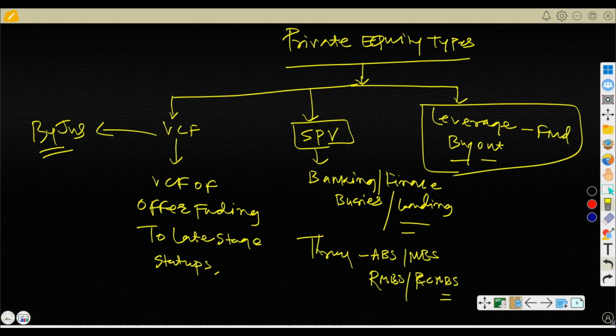Apart from that, one of the types you would see is leverage, SPV, VCF. After that, there is one type where a private equity fund can directly purchase a position, right? Directly purchase a position. That we can call a management buyout. Management buyout.